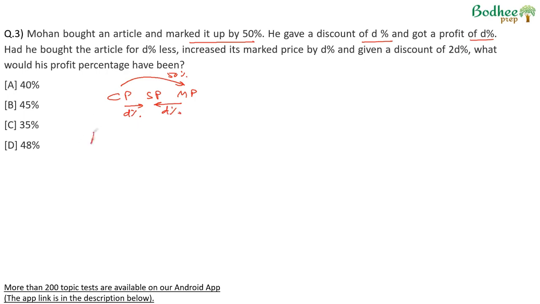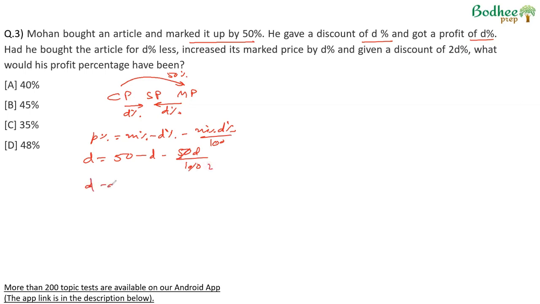So we can say that profit percent is equal to markup percent minus discount percent minus M% D% upon 100. Let the value of discount be D. So D is the same as profit. D is equal to 50 minus D minus 50D upon 100. So D, this will be 1 by 2 D.